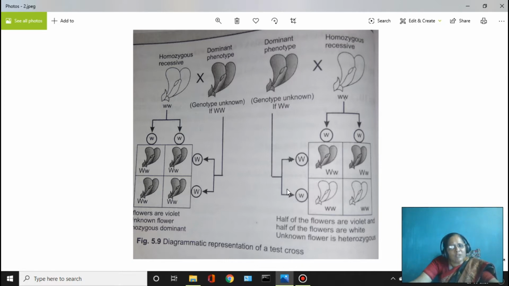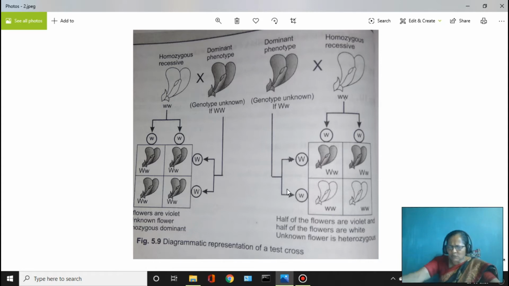Mainly we use the dominant parent. So we use this back cross as an easy or quick way to find out the genetic makeup of the hybrid. And also we use this to produce homozygous plants and animals.